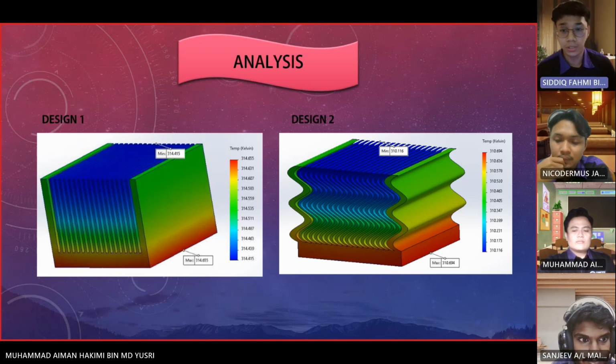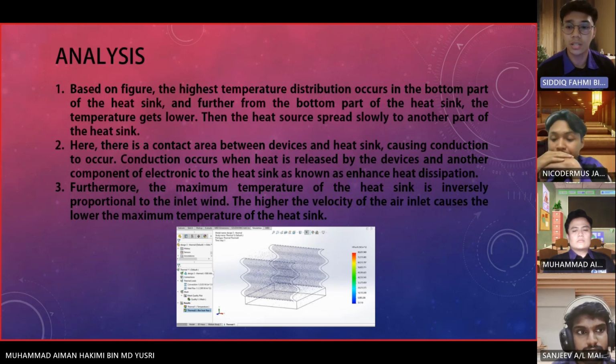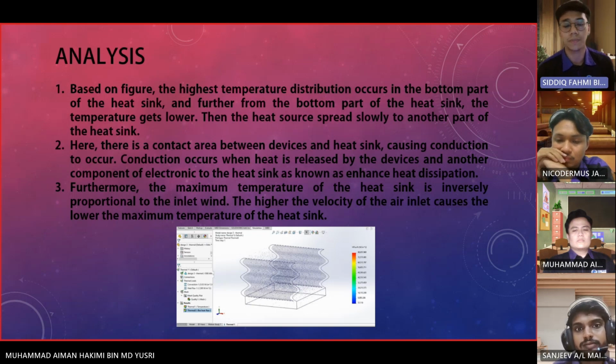Okay, for the part analysis based on the figure, the highest temperature distribution occurs in the bottom part of the heat sink, and further from the bottom part of the heat sink, the temperature gets lower. Then the heat source spreads slowly to another part of the heat sink. Here there is a contact area between devices and heat sink, causing conduction to occur. Conduction occurs when the heat released by the devices and other electronic components moves to the heat sink, known as enhanced heat dissipation.